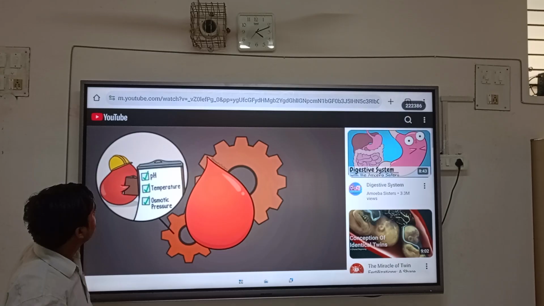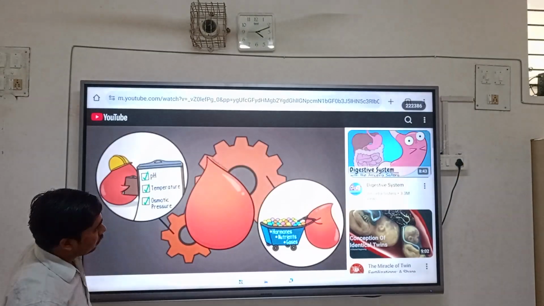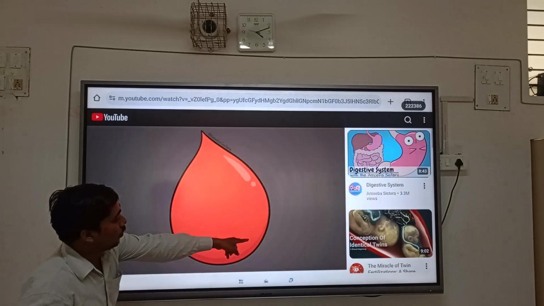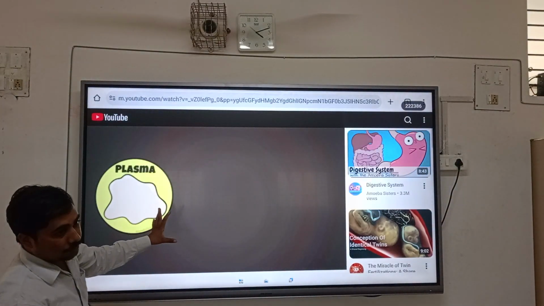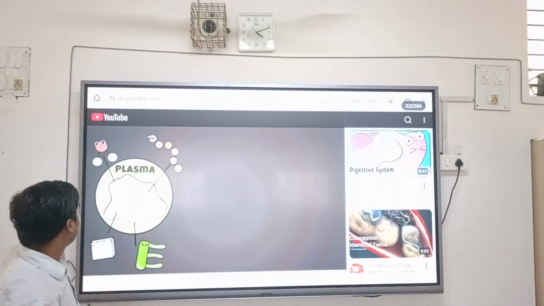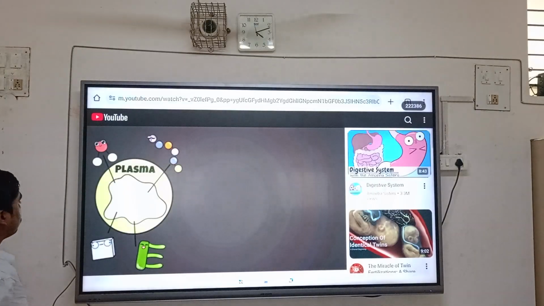It maintains pH, temperature, and osmotic pressure. All of this is very important. It transports things like hormones and nutrients, and it's made up of different components. One component includes plasma, water, protein, salts, and lipids. You'll find this liquid portion of blood known as plasma.